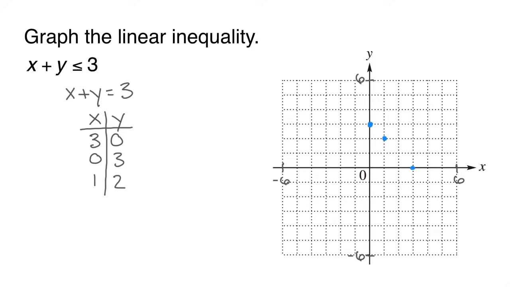Remember that we're graphing an inequality, so we need to check to see if we should connect these points with a dashed or a solid line. Our inequality is less than or equal to, and therefore we will use a solid line. We now have the coordinate grid separated by the line into 2 regions.